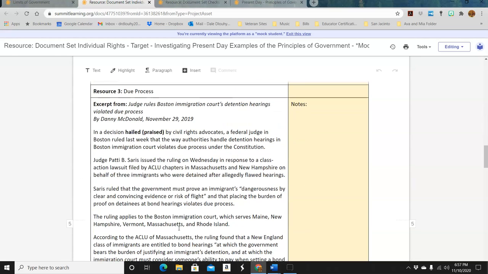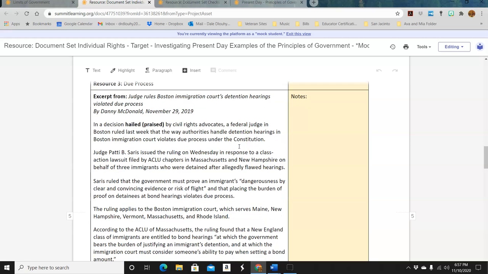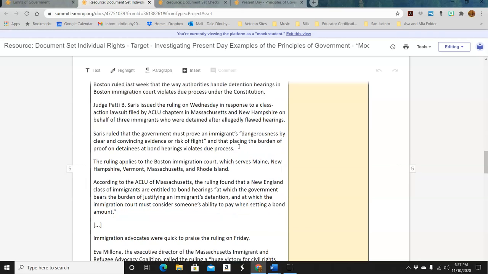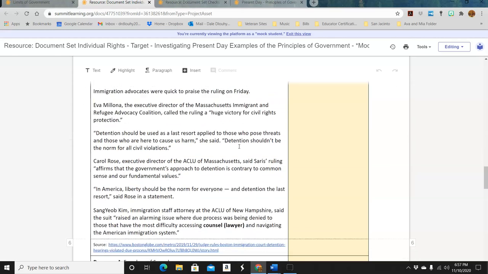Let's go on to due process. Judge rules Boston Immigrants Court detention hearing violated due process. It says here, in a decision by civil rights advocates, a federal judge in Boston ruled last week that the way authorities handle detention hearings in Boston Immigration Court violates due process in the Constitution. If you read the article, it said that immigrants have due process rights. And this is a good article to use as well.